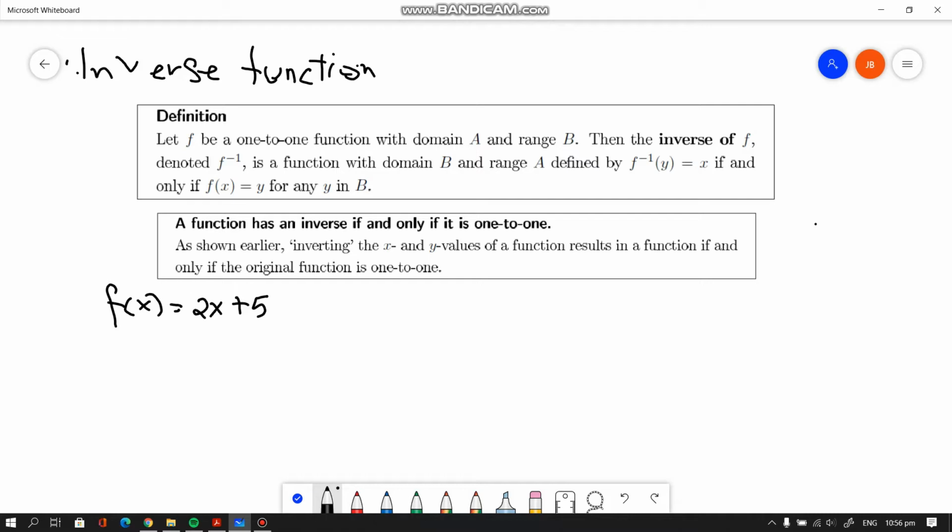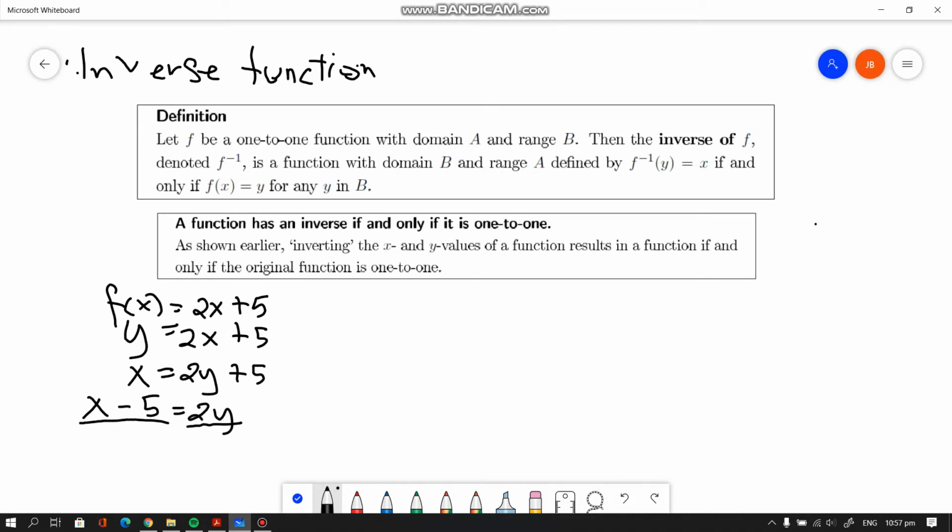So, first is write f of x as y equals 2x plus 5. Then, after writing f of x as y, interchange their variables or simply pagpalitin mo lang yung x and y na variable natin. Then, solve for the value of y. To solve for the value of y, I will transpose 5. It will become negative.